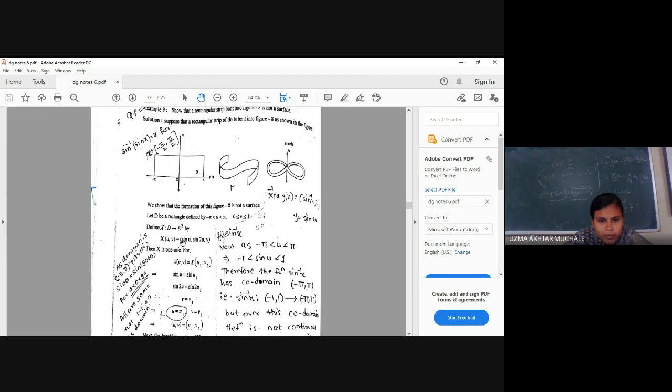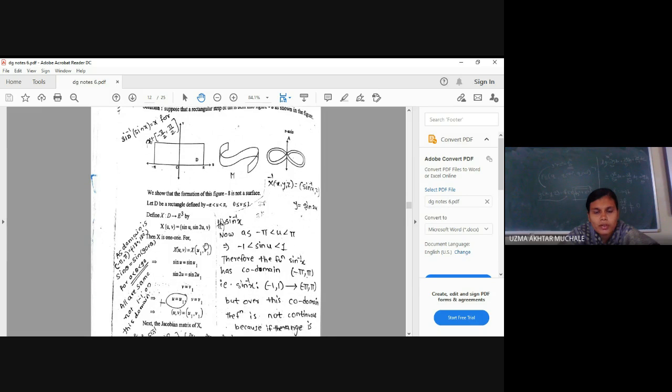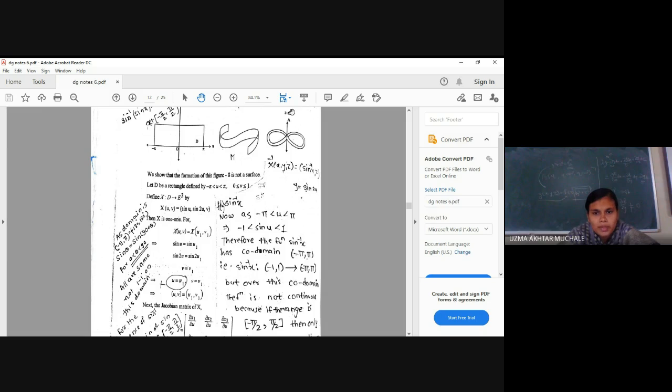So x of (u, v) we have defined as (sin u, sin 2u, v). No doubt you have to remember this, because for this example we can verify whether this x of (u, v) is equal to the function given to us as (sin u, sin 2u, v). If this is a question in the exam also, you have to remember this: x of (u, v) is equal to (sin u, sin 2u, v). So this is for the figure 8.